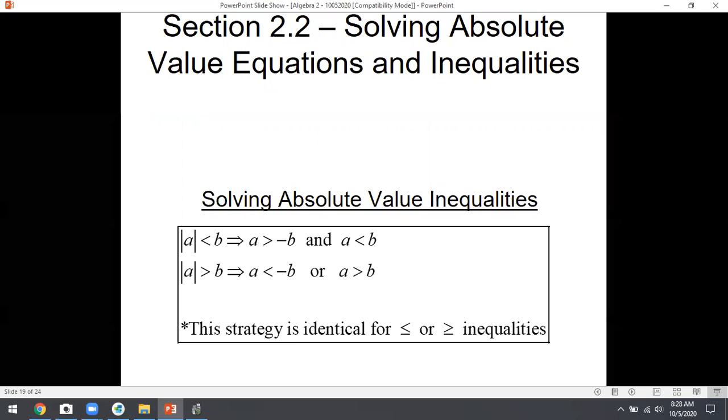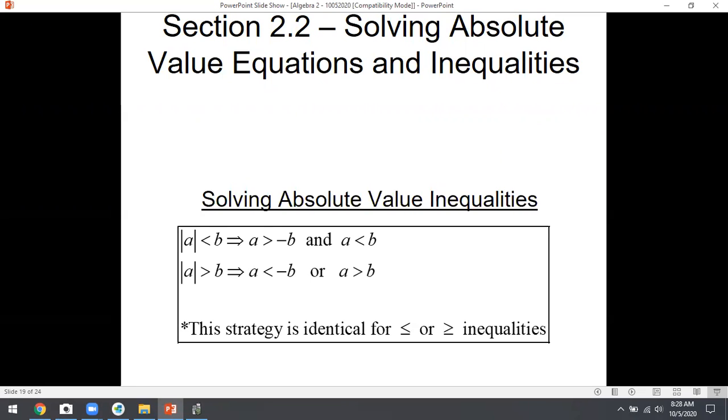So first thing on this step is the stuff inside the absolute value, which is x plus 4, is less than the negative version of b. And b was, in our case, 3. So here's my first equation. And the key word on these greater than inequalities is or. This one or that one.